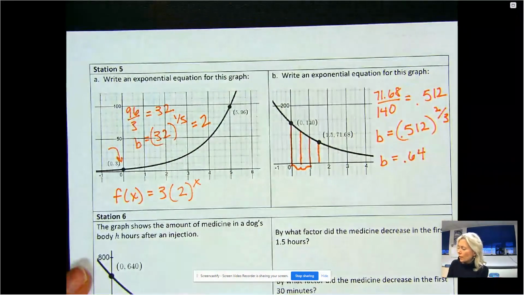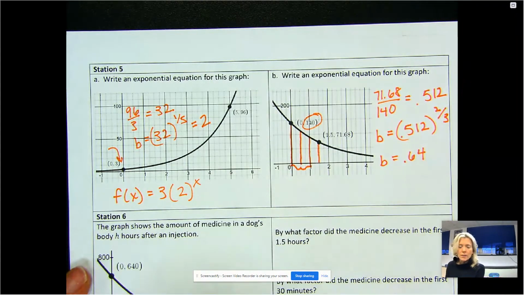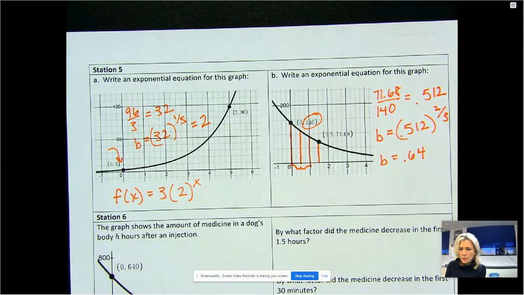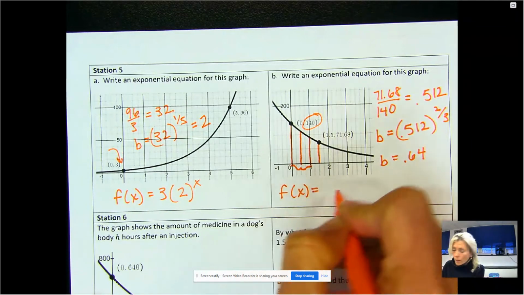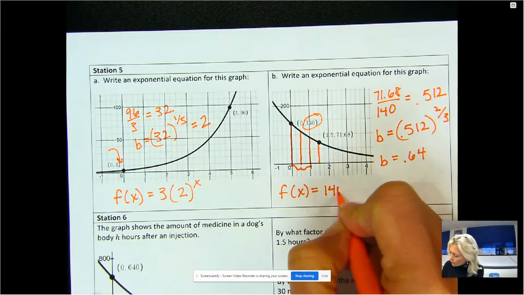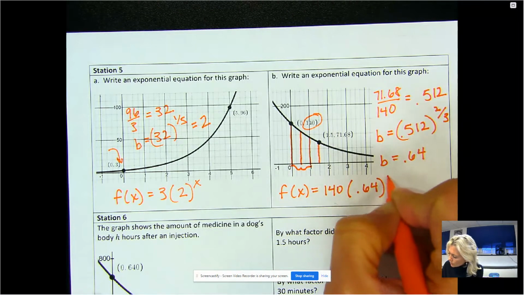And so I'm ready to start writing the equation. I can see the initial amount is 140 since that's the y-intercept. And so f of x equals 140 times 0.64 to the x.